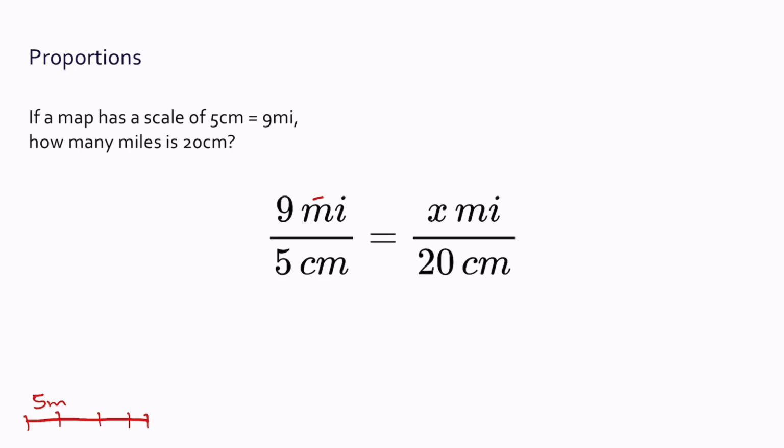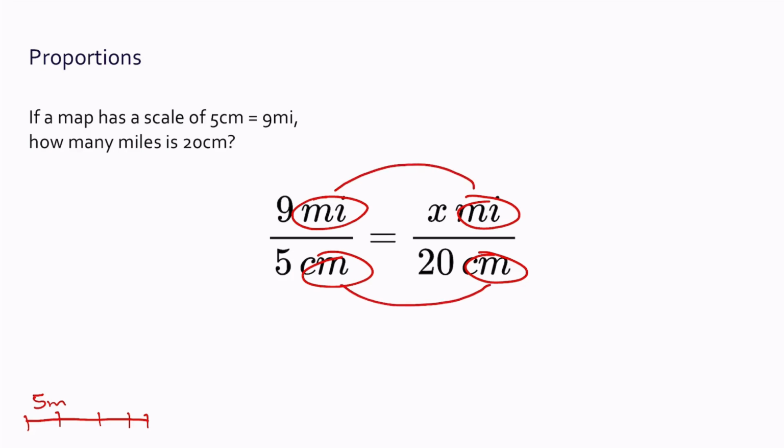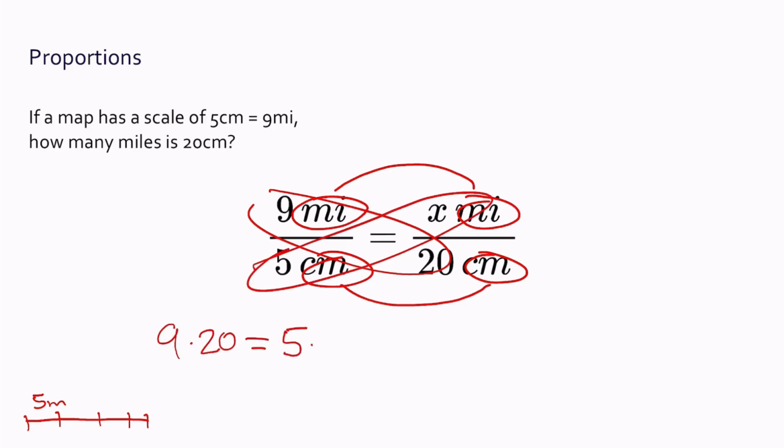So remember, I need to make sure I'm comparing the same things. I have miles on top, centimeters on bottom. And for this type of problem, it doesn't actually matter which one's on top or bottom. What matters is that I have the same thing on the top and the same thing on the bottom. So I'm going to cross multiply here again. So I have 9 times 20 equals 5 times x. Now 9 times 20 is 180 equals 5x.